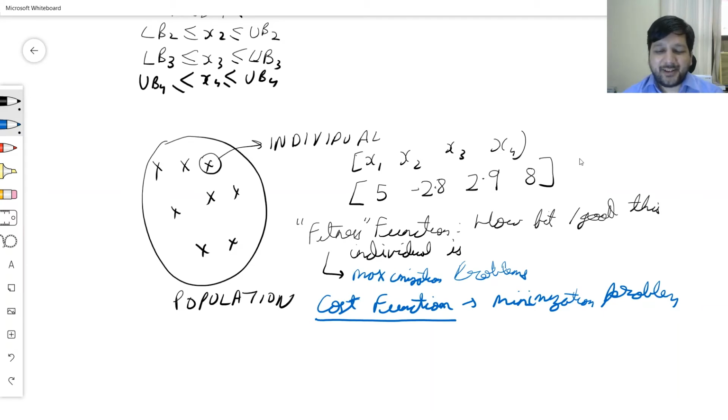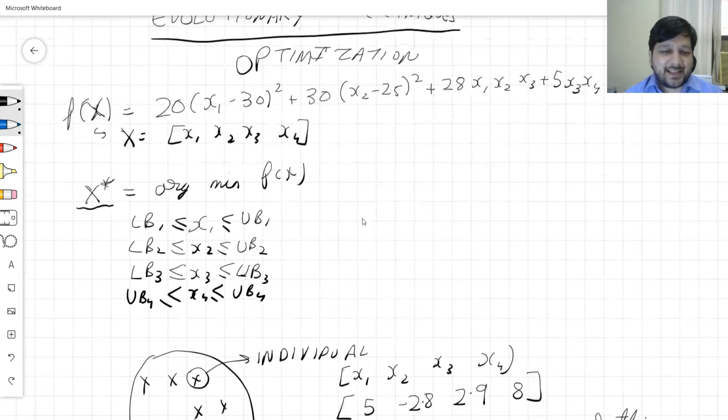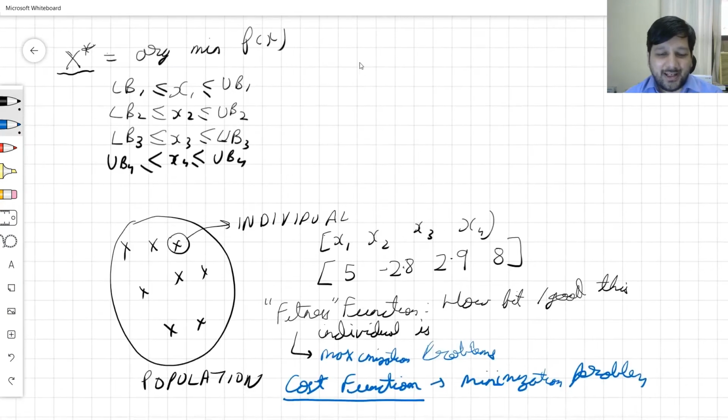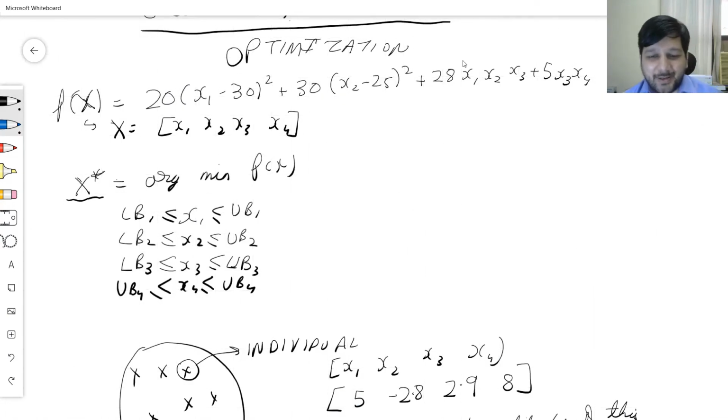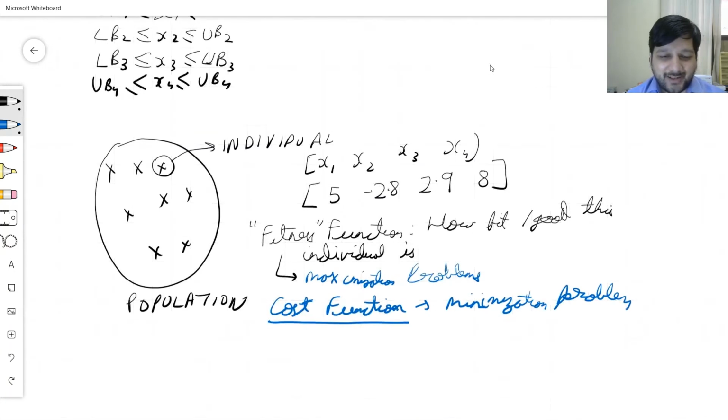I have a fitness function over here that says how good or how bad an individual is. I can put in x1, x2, x3, and x4 over here and find out what f of x is. Let's say xi, because it is one such individual of the entire population, and that can be calculated.